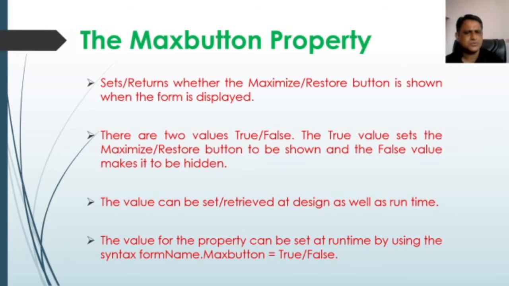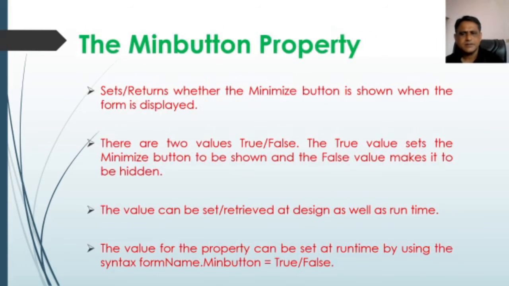If you set it to true, the maximize button will appear in the form when it is run. If you set it to false, the maximize button will not be available when the form is run. The value can be set or retrieved at design time as well as run time. The value of the property can be set at runtime by using the syntax form name dot max button equals true or false.